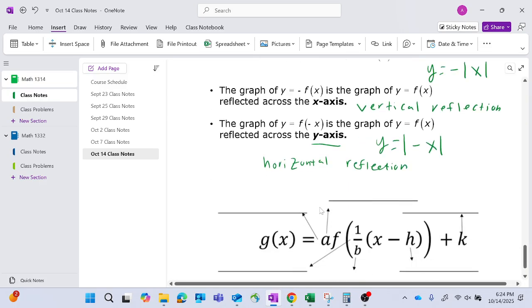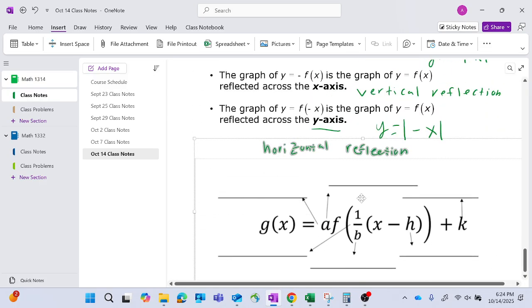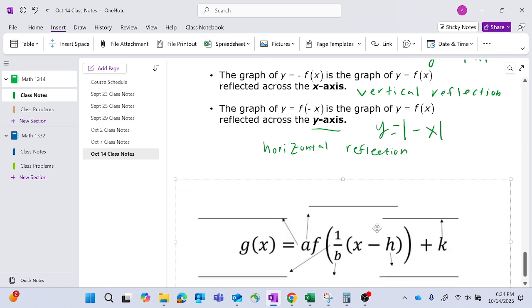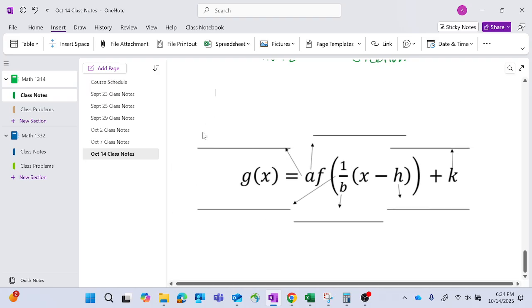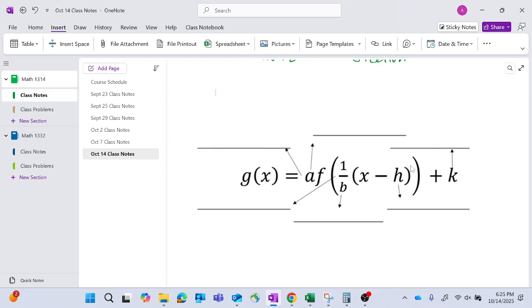All right. So now we have this right here. This is going to wrap up everything we just talked about pretty nicely. This is your general equation of any type of transformation on the graph, depending on where it's at. It looks like a lot, but it summarizes everything we just talked about in one picture. So g of x equals a times f of 1 over b, x minus h, all plus k. And I'm about to label what each variable does.